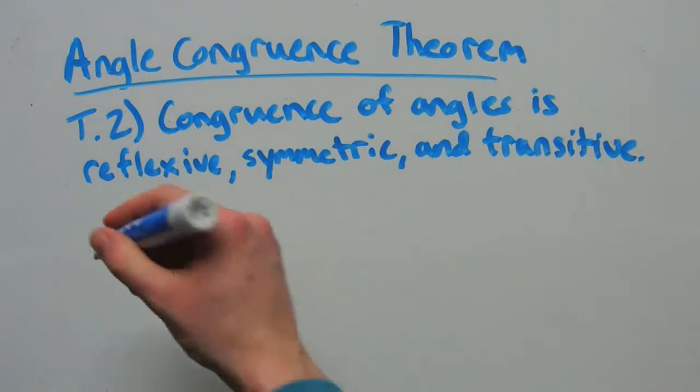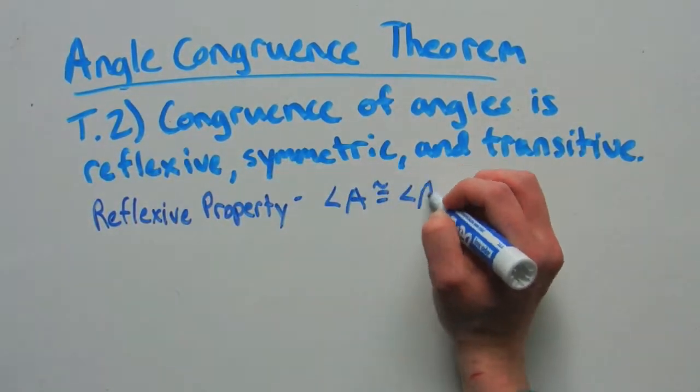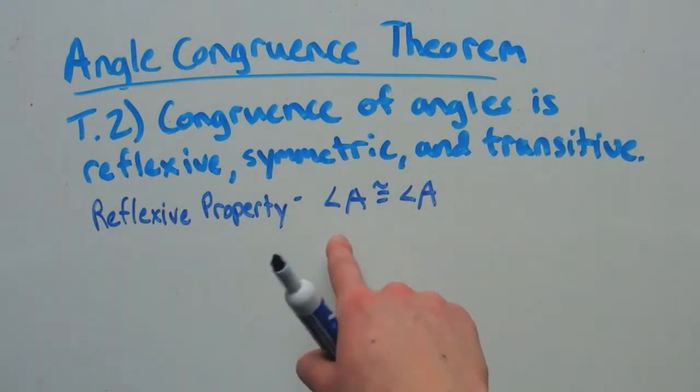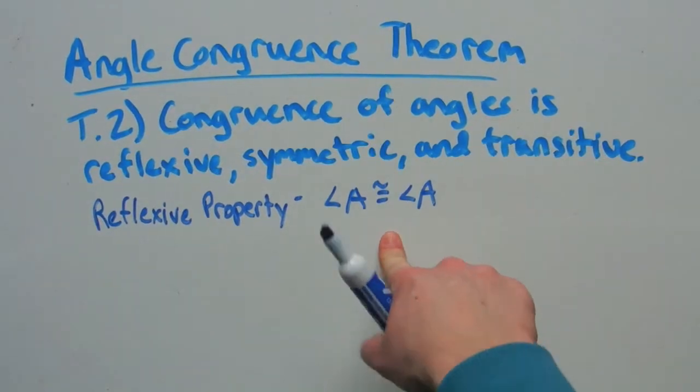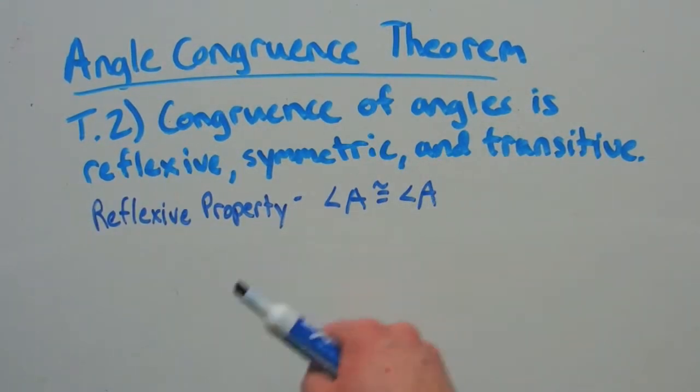So the reflexive property says that angle A is congruent to angle A. And this is similar to the reflexive property for segments because segment AB was congruent to segment AB, and it's also similar to the reflexive property of equality because for real numbers, A equals A.